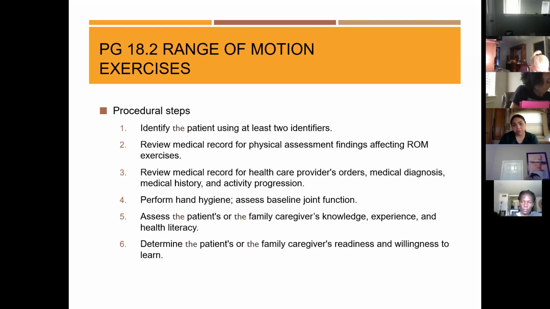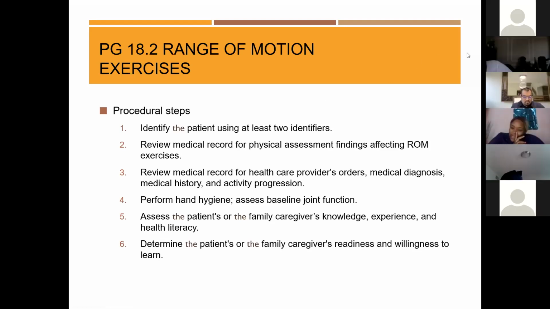They can have a torn, what is that thing called? Isn't it a torn cuff or something like that? A torn rotator cuff. And you do not want to lift your arm all the way up, right? So just make sure that you're reviewing those things before you start, right?